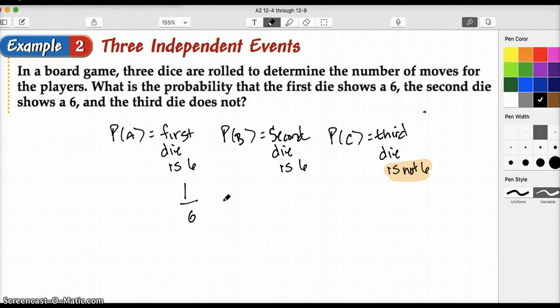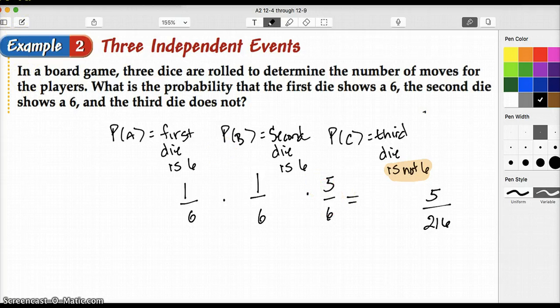The second one would also be 1 out of 6 for that particular die. Now for the third one to not be six, it's got 5 out of 6 choices. So what's the probability? Well, it'll be 5 out of 216 when I multiply all the sixes together into 1 times 5.